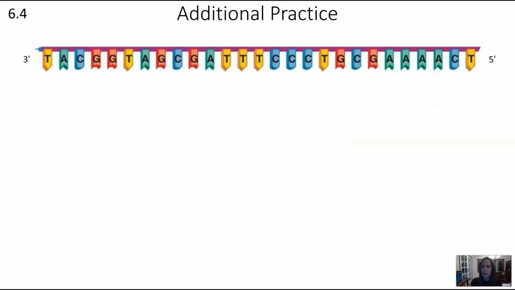All right, if you're looking for additional practice, here's another strand. First of all, figure out if this is DNA or RNA so that you know if you need to start by transcribing or if you can jump straight to translation. And then do that. Figure out what the primary protein structure would be from this strand.